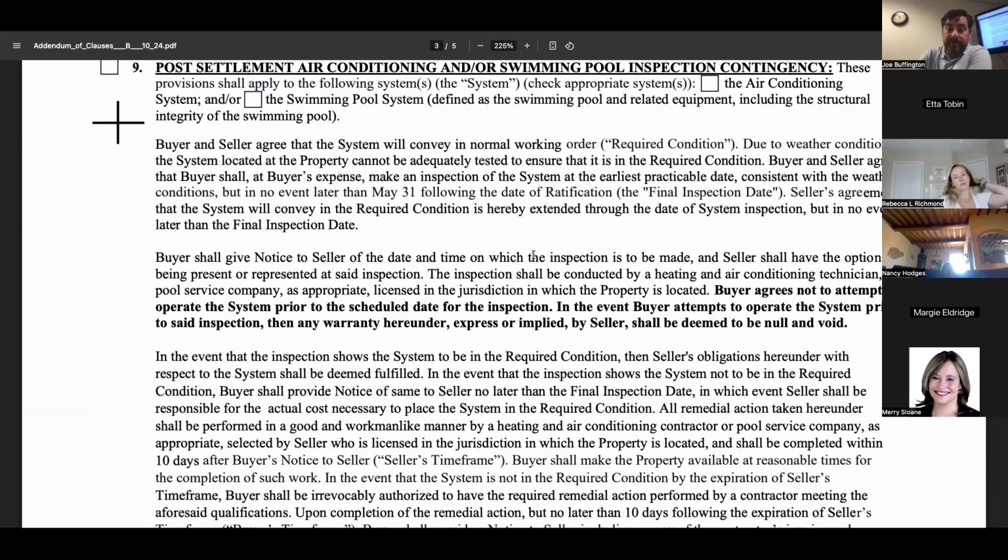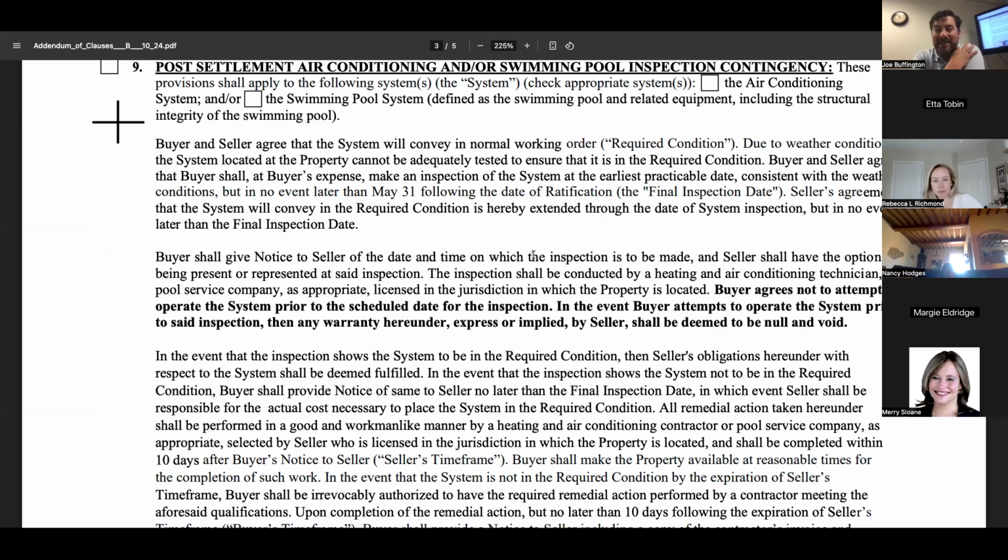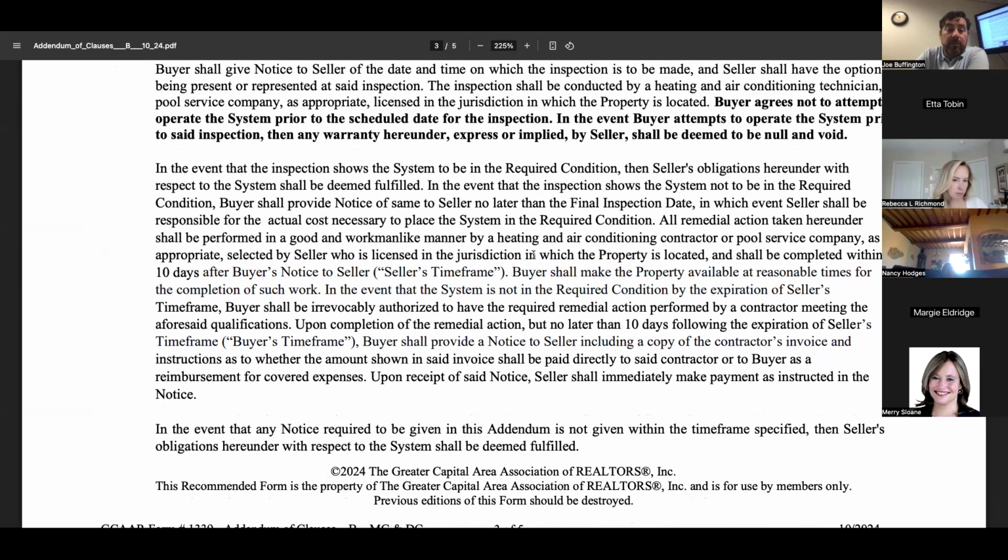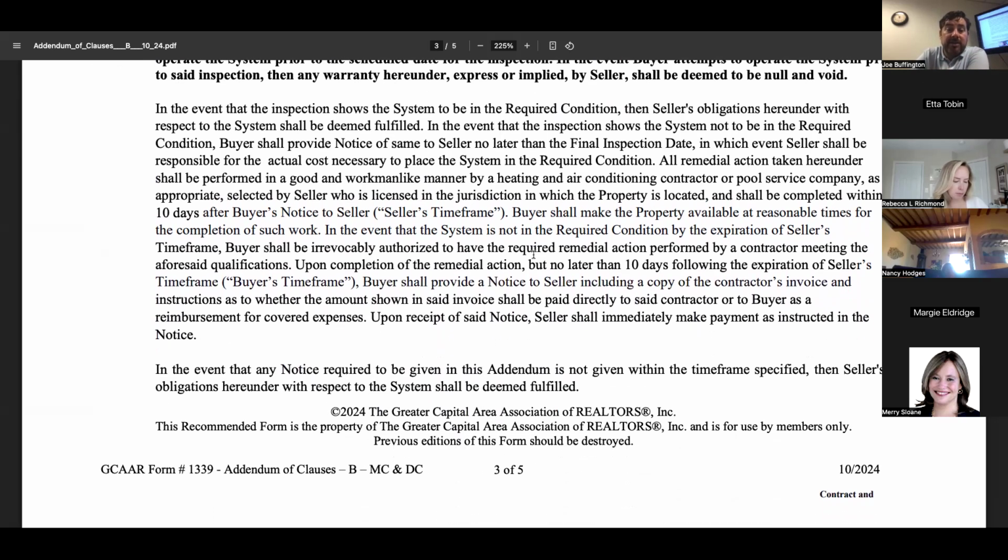Well, if the seller brought in a third party, so there is an opportunity. I'll walk through this. Buyer shall give notice to seller of the date and time of their inspection, and the seller has the option of being present. Inspection shall be completed by an appropriately jurisdiction-licensed contractor. Buyer agrees not to attempt to operate the system. If they do, they lose their warranty under this paragraph. In the event the inspections show the system is not in the required condition, then seller's obligations hereunder with respect to the system shall be deemed fulfilled.